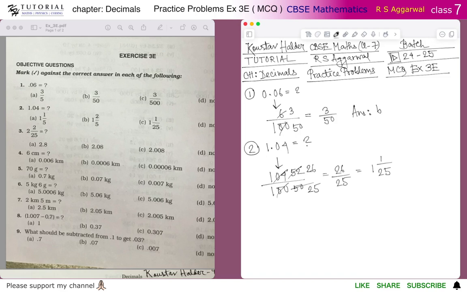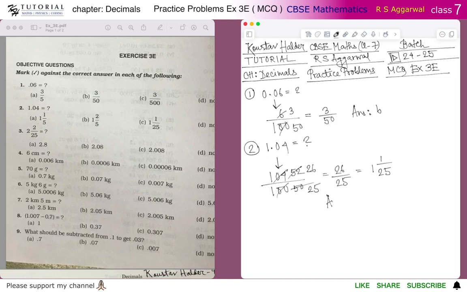So how do you convert an improper fraction to a mixed fraction? You divide the numerator by the denominator, and the quotient becomes the whole part, and the remainder over the divisor, or the denominator, becomes the fraction part.